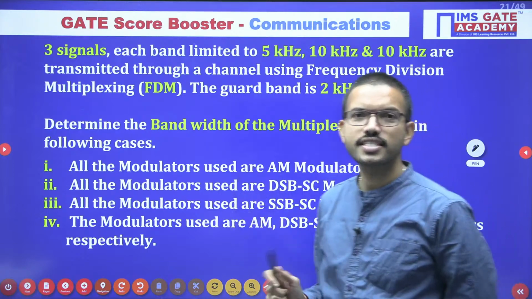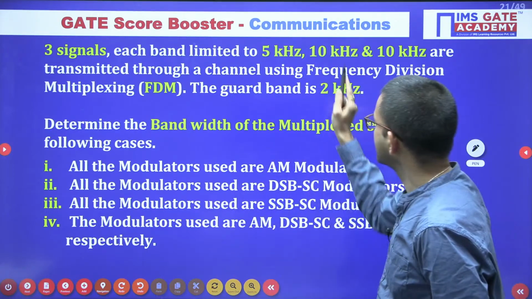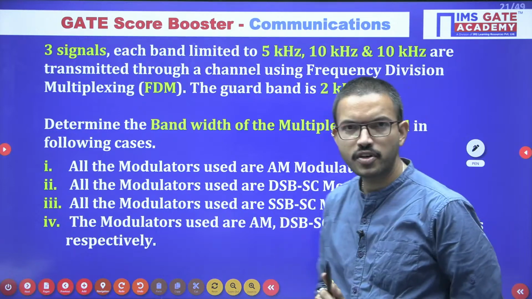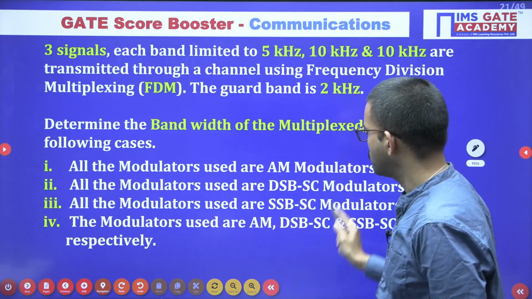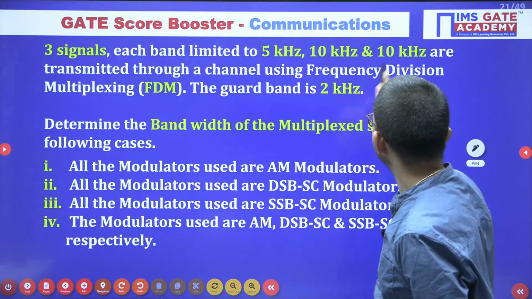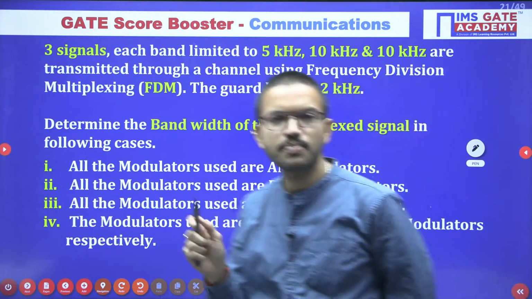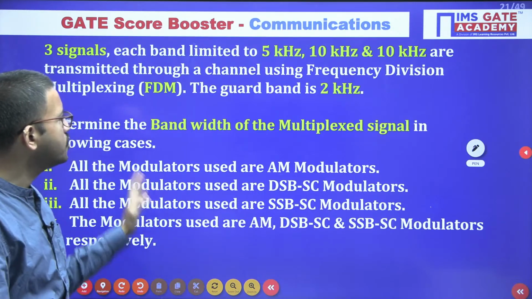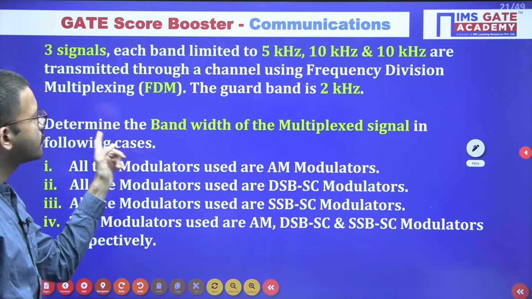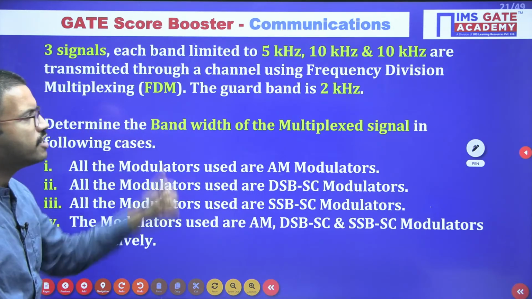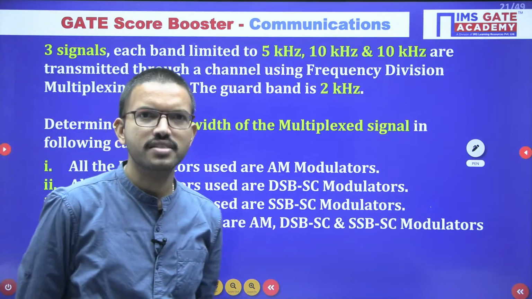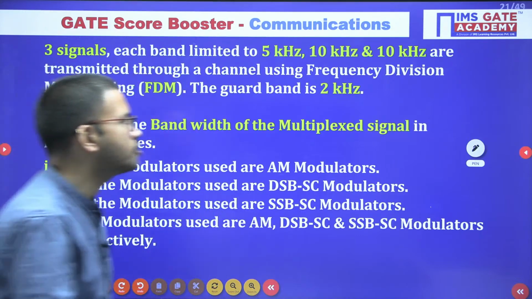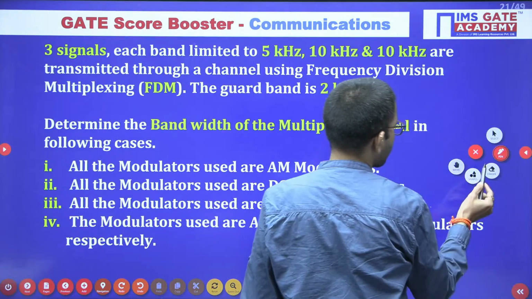And see the last question, that is the more interesting. For the first signal, we have used AM modulator. For the second signal, we have used DSBSC modulator. And for the third signal, we have used SSBSC modulator. In that case, how much bandwidth we are going to get when you are transmitting these three signals through the channel with the help of frequency division multiplexing. All of you give it a try. I will give 2 minutes time.